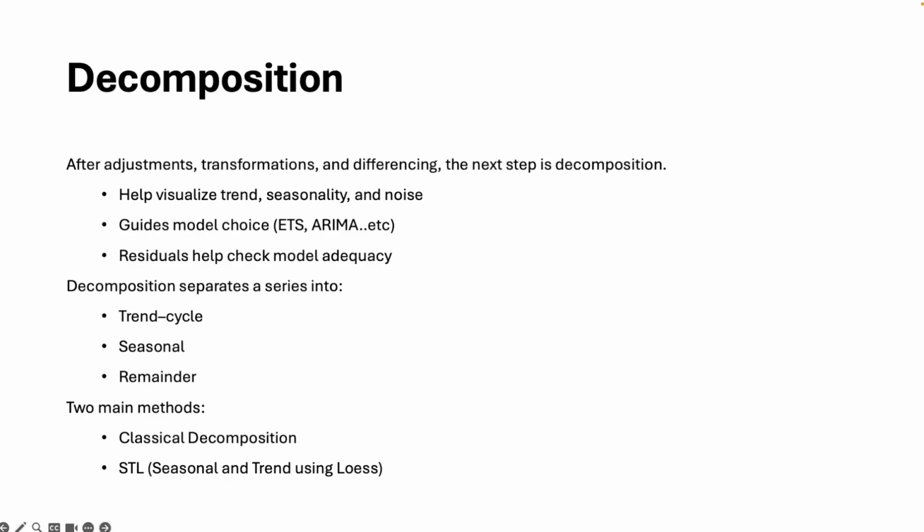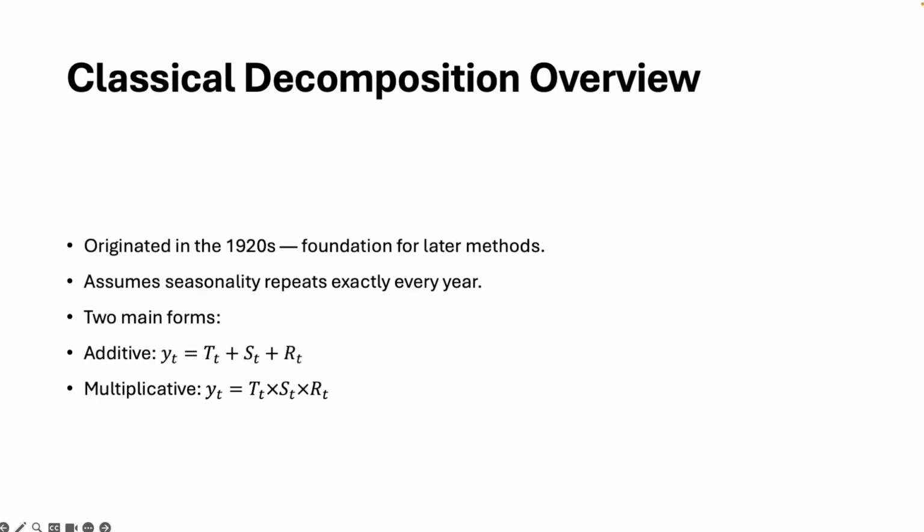And we will be talking about two main methods. It's the old classical decomposition method, and the other one is the more advanced, flexible method, which is the seasonal trend decomposition using regression techniques. The classical decomposition is simple and historical, and it assumes that the seasonal pattern does not change from year to year. It just repeats exactly every year. There are two main forms of classical decomposition: the additive form and the multiplicative form.